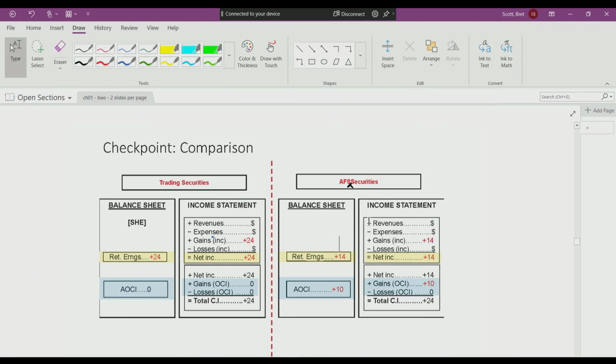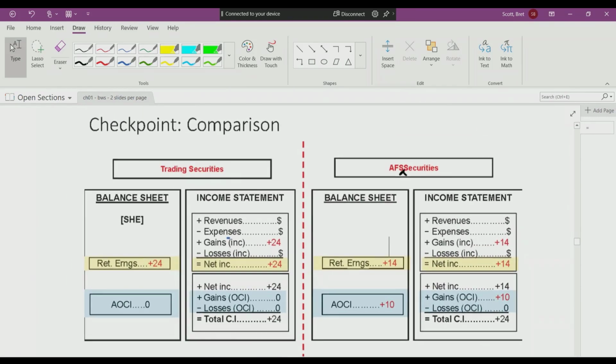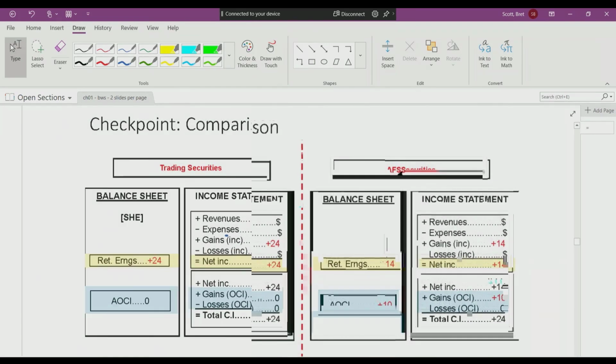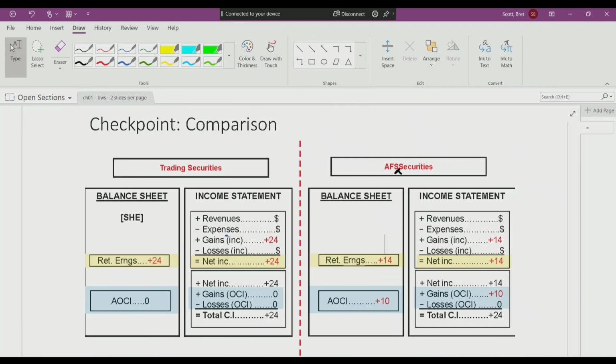All right, so I want to revisit this balance sheet income statement comparison between trading and available for sale securities here. Recall that from the trading securities point of view, any type of gains, whether realized or unrealized, go above the net income line item, therefore show up in net income, and therefore show up in retained earnings. Trading securities are simple that way, but available for sale, we had to separate out that which was realized from that which was unrealized.